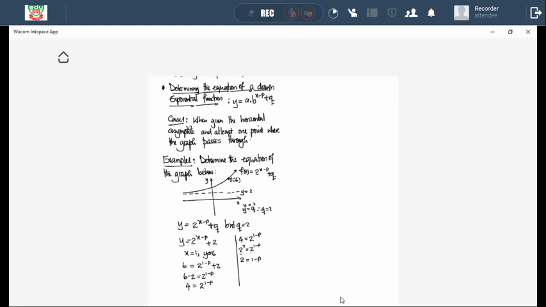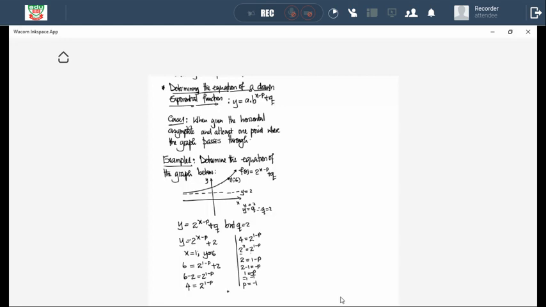Right. Now transpose that. This will be 2 minus 1 equal to negative p. So 1 is equal to what? Negative p. Divide both sides by negative 1. So in this case, your p is going to be equal to negative 1.